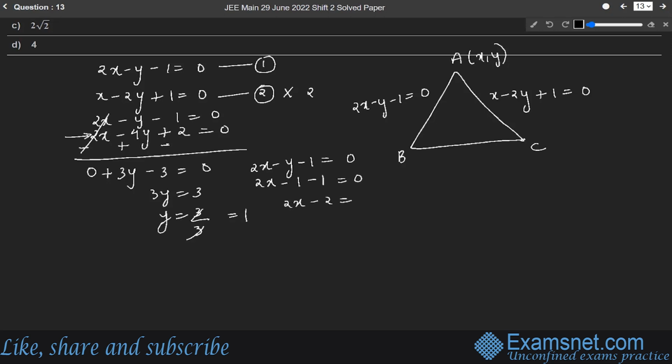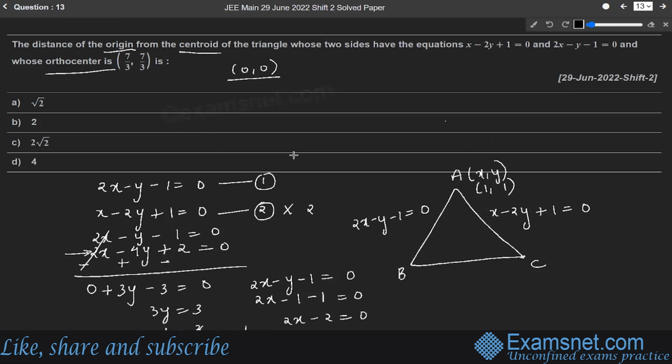2x minus 2 is equal to 0. 2x will be equal to plus 2 and x will be again 2 by 2, which is equal to 1. So we have the coordinates for x and y, which is 1 comma 1. It means that the coordinate of A is 1 comma 1, right? Now it is given that we have to find the distance of the origin from the centroid, right?